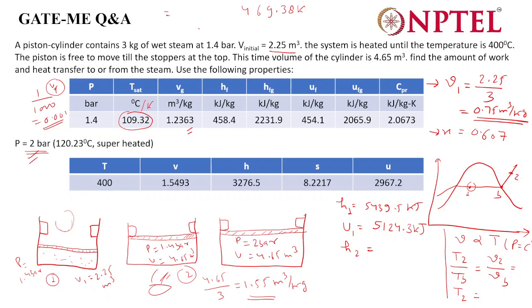I'm just giving a hint how to do it, and after calculating let me know. Means here V2 you are putting 1.55, right? And what is the VB? VG value 1.2363, and simply multiply it with TB. TB means this plus 273, correct? So this plus 273, how much? 469.38 Kelvin, something like that. So this would be this. Just one more person, confirm this value.